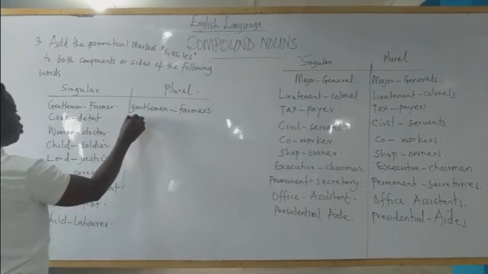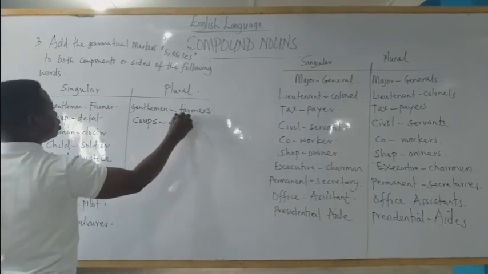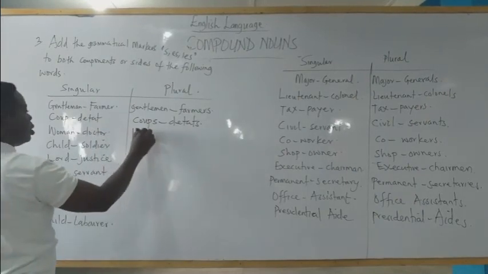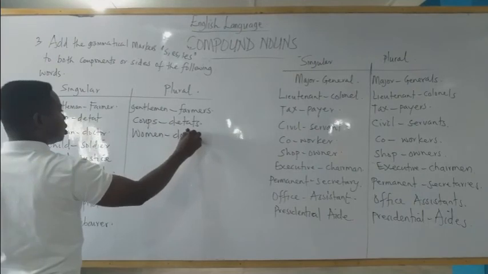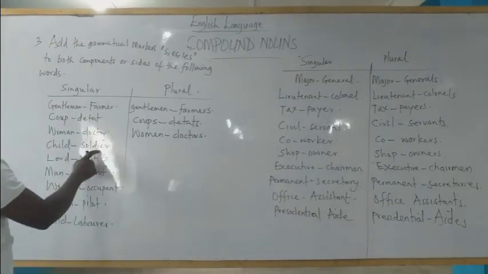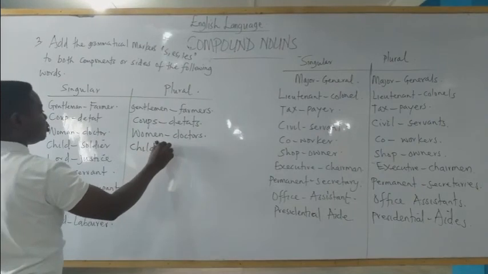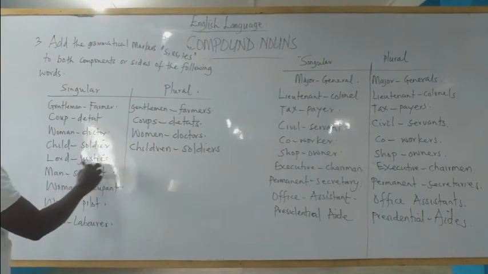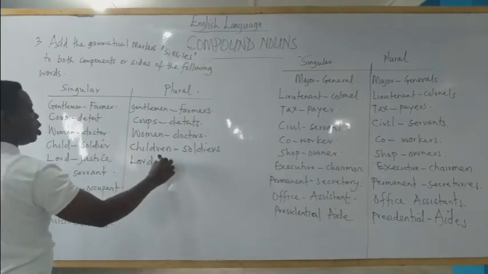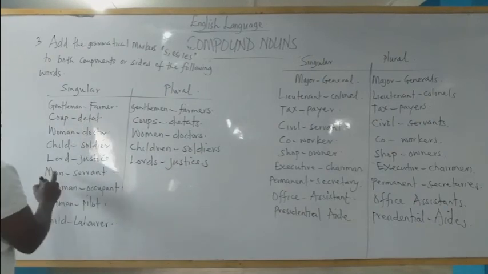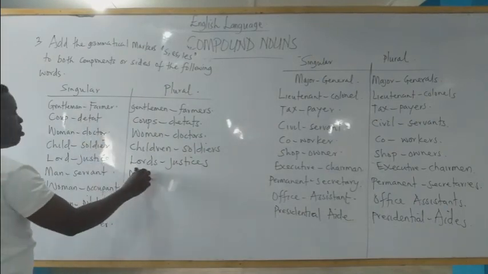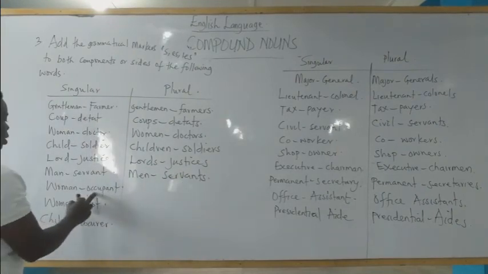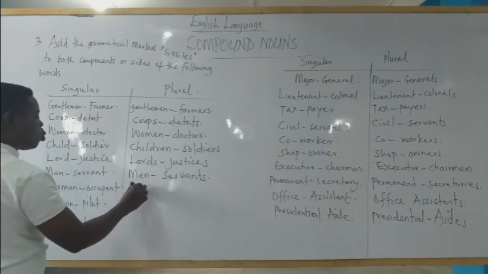Look at this. Coup d'etat in singular form becomes what? Coup d'etat in plural form. Woman doctor in plural form becomes what? Women doctors. Child soldier in plural form becomes what? Children soldiers. Lord Justice in plural form becomes what? Lords Justices. Yes. Man servant in plural form becomes what? Men servants.